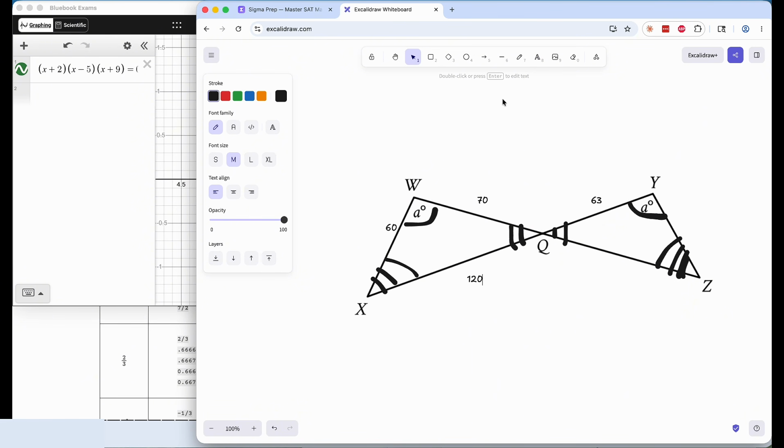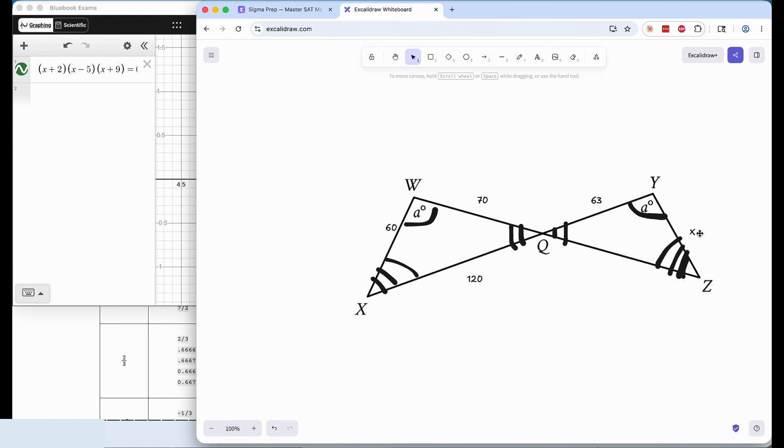And the question wants us to figure out YZ, which is X, right? So this is what we're solving for. So all we're going to do is set up a ratio here, and this is why having them marked up is helpful, because it doesn't matter how you set up the ratio, you just gotta be consistent.